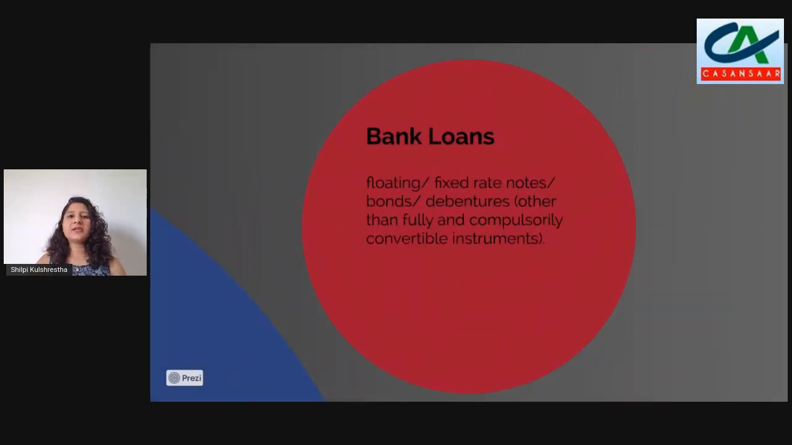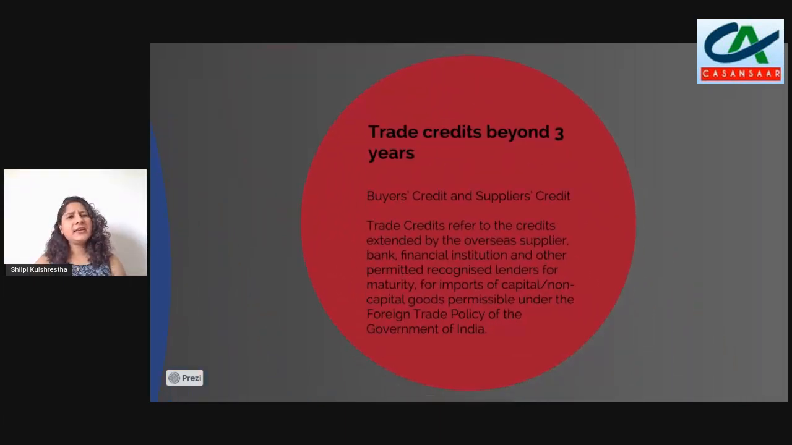So let's understand bank loans. Bank loans means any floating or fixed rate notes, bonds, debentures, or any other debenture or note which is other than a fully convertible instrument, and which could be your external commercial borrowing from the outside entity, from the non-resident entity to the Indian entity. And then there is trade credit. Trade credit means the buyer's credit or the supplier's credit beyond 3 years. So any credit which is beyond 3 years is your ECB, and all the rules and regulations related to external commercial borrowings issued by the RBI will be applicable to this concept as well.